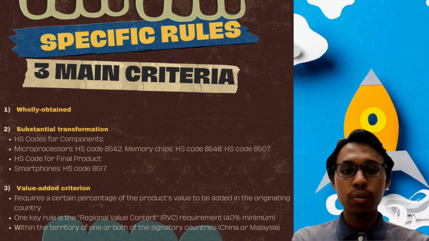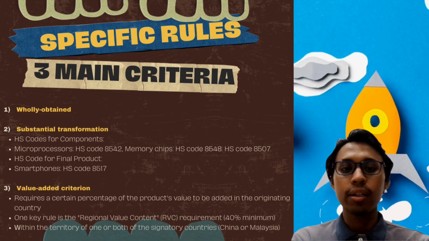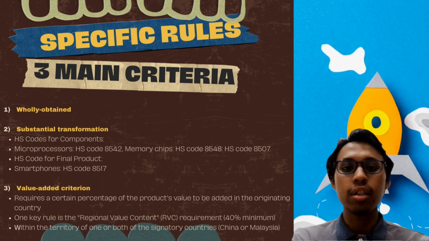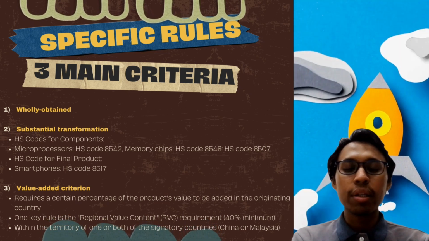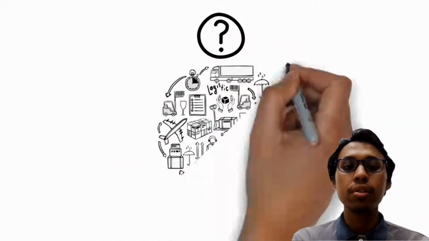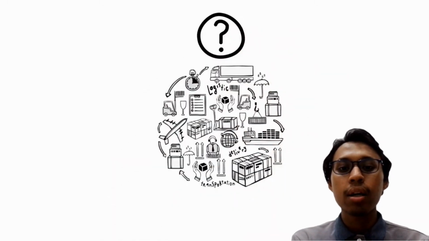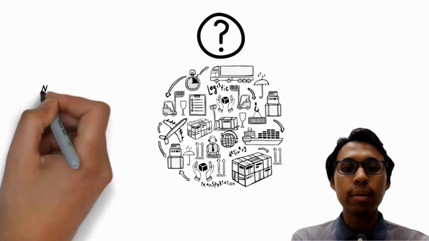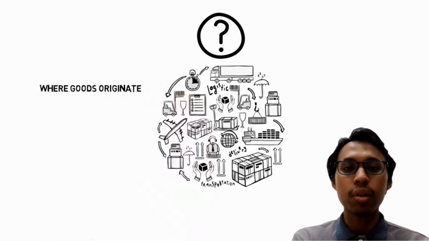Let's dive into the specific rules for determining the origin of smartphones exported from China to Malaysia under the China-Malaysia Free Trade Agreement (CMFTA). There are three main criteria. First is wholly obtained. This applies to products that are entirely grown, harvested, or manufactured in one country. For smartphones, this rule is not applicable as they are assembled from components around the globe.